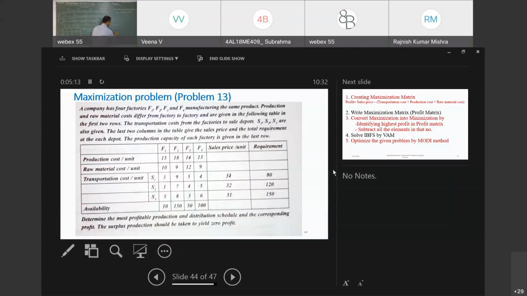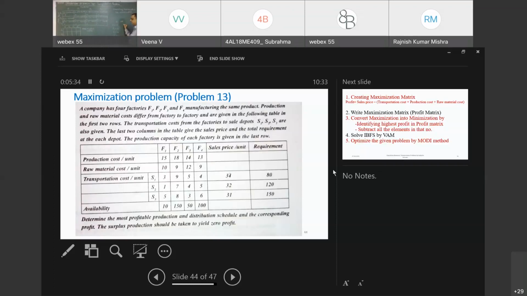For F3, it is 14. And for F4, it is 13. Also, this is the production cost. And the raw material cost is also given.